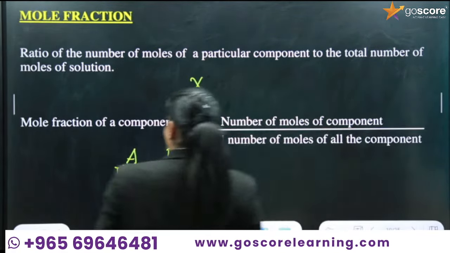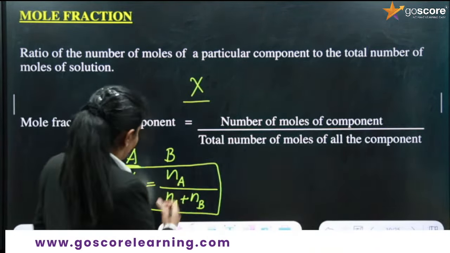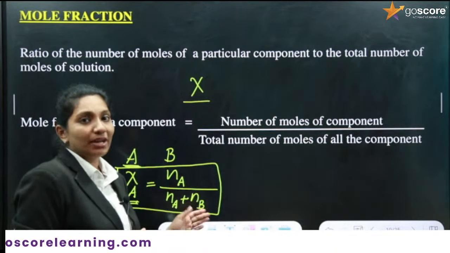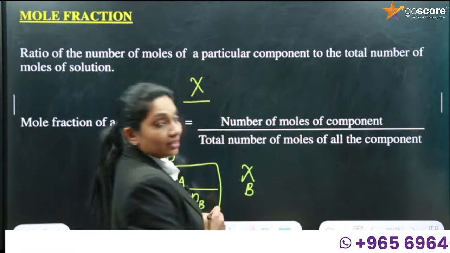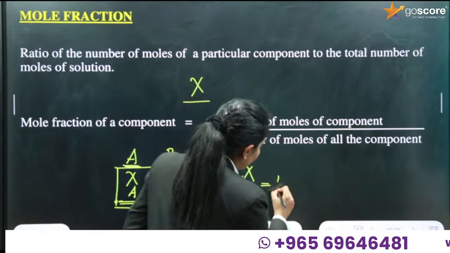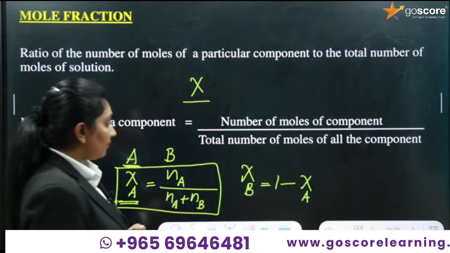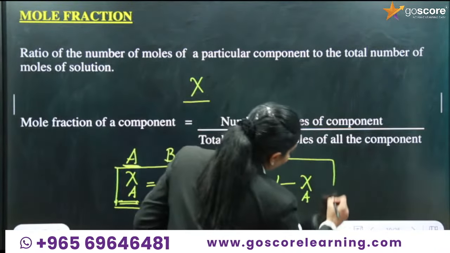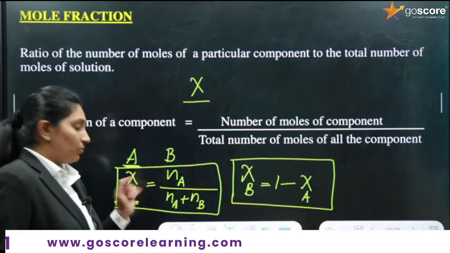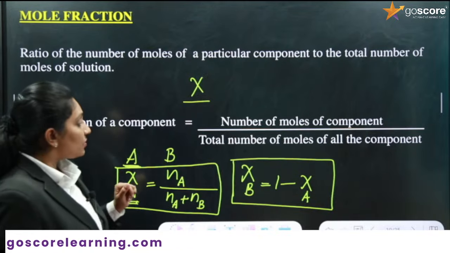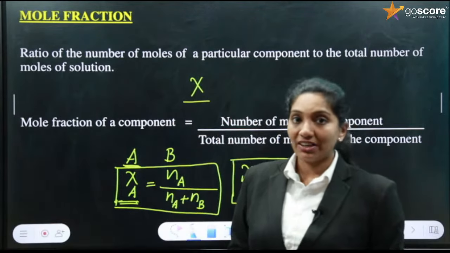So, once we get the mole fraction of one component, it is not necessary to find the number of moles of the second component using the same equation. We can find the mole fraction of the second component, chi B, by simply subtracting the mole fraction of A from 1. That means the mole fraction of the second component is equal to 1 minus the mole fraction of the first component. This is a very important equation for finding the mole fraction of different solutions.